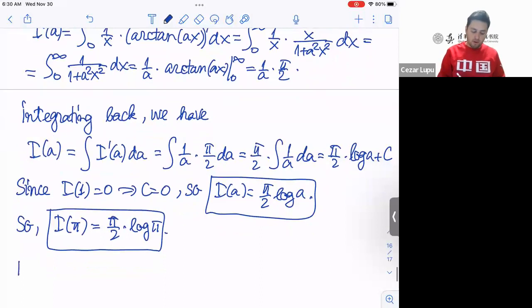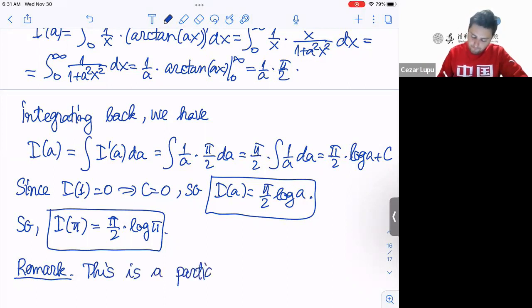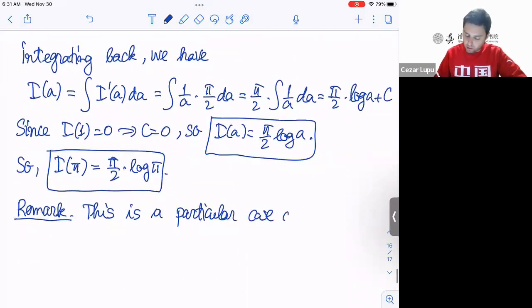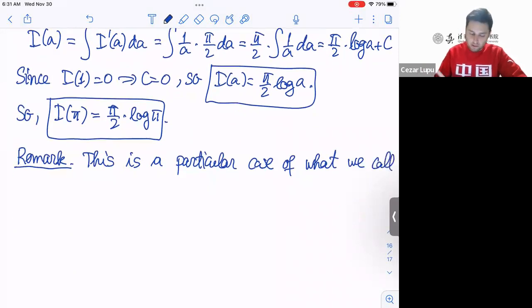Now let me point out a remark. Like I said at the beginning of the problem, this goes back to a much larger class of integrals. So this is a particular case of what we call Frullani's integrals.